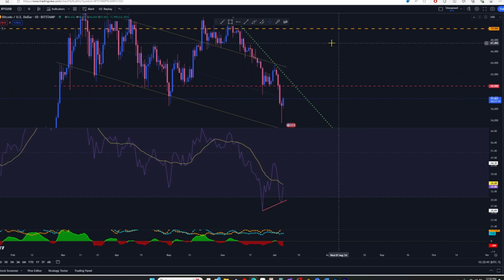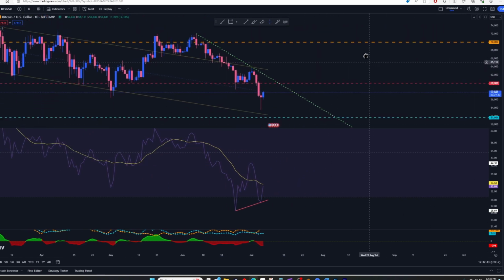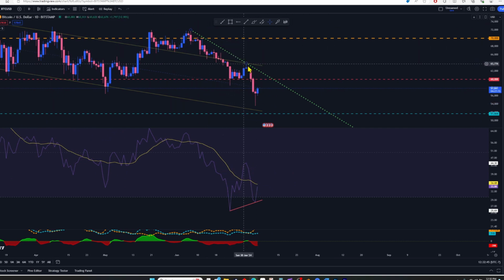All right, so now I'm looking for price on Bitcoin to break above this green dotted line. When it breaks above this green dotted line, it's probably going to be above this resistance. Let's just be real. It's probably going to do it above this resistance. It's probably going to do it fast. So I'll set my entry around here.